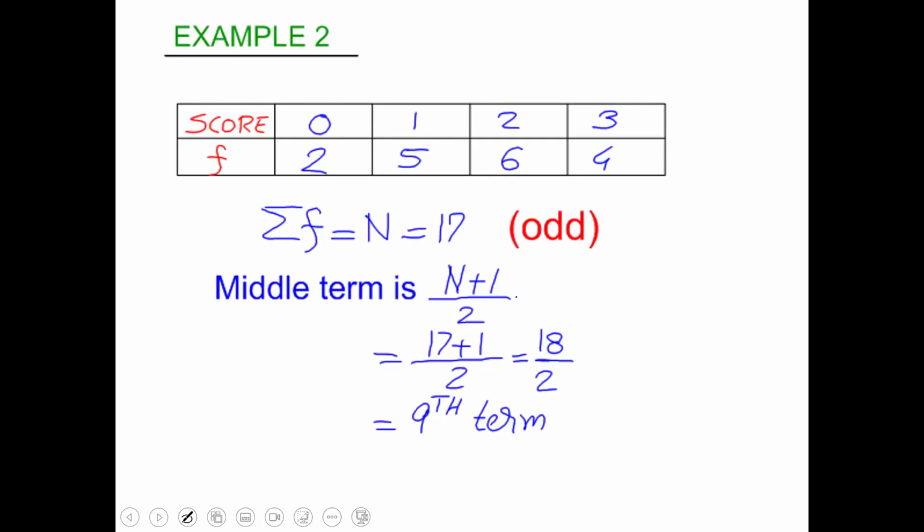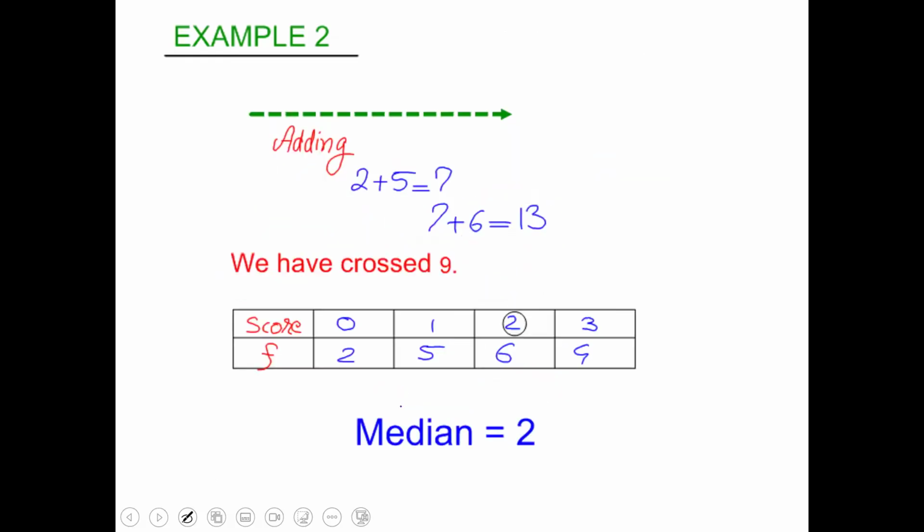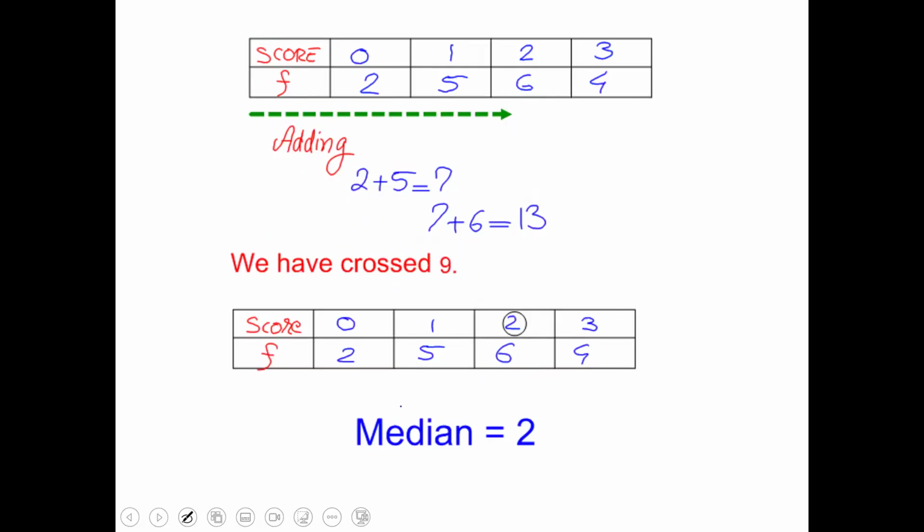Now, second example: sigma f is 17, which is an odd number. For odd, we have n plus 1 upon 2, so 18 upon 2. So we have the ninth term. The ninth term is the middle term. So start adding from the second line, 2 plus 5 plus 6 plus 4. When you come across this number, 7 plus 6 is 13, and we cross the ninth term here. So 2 is the median.